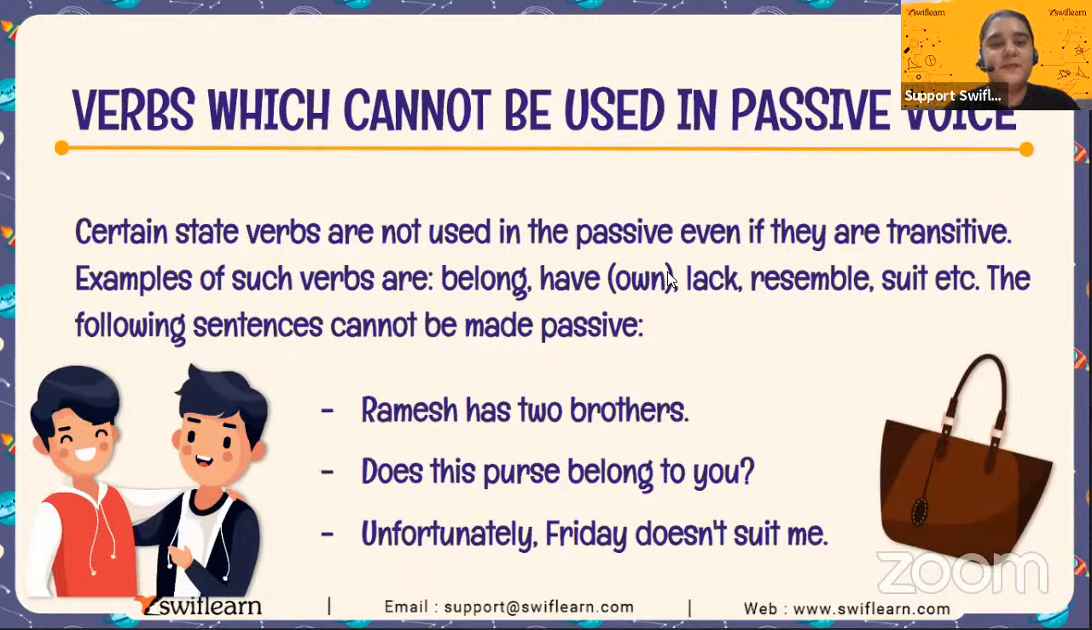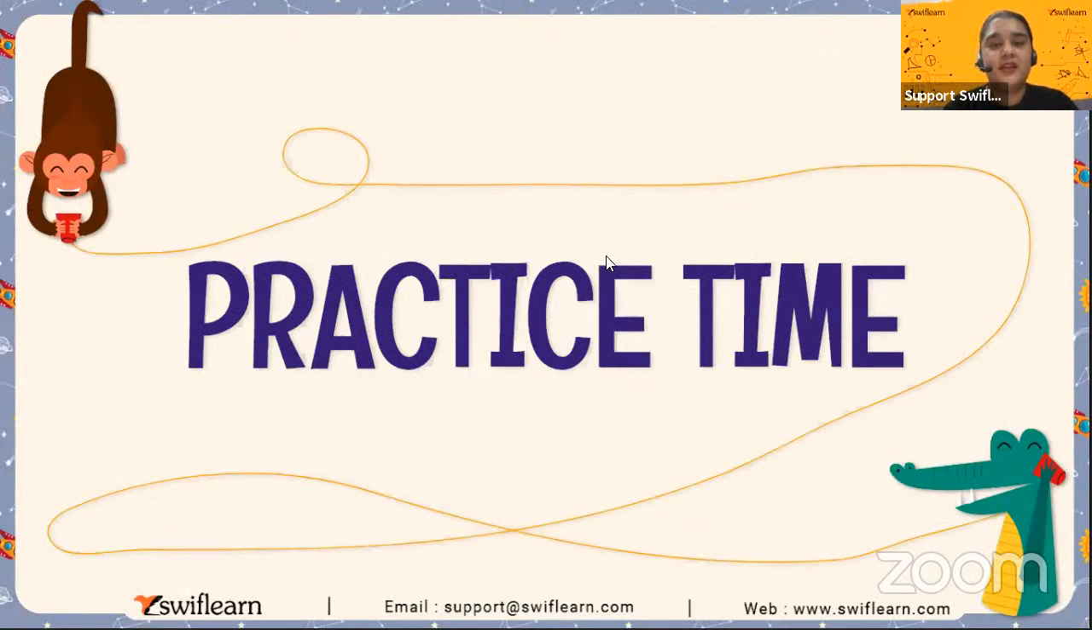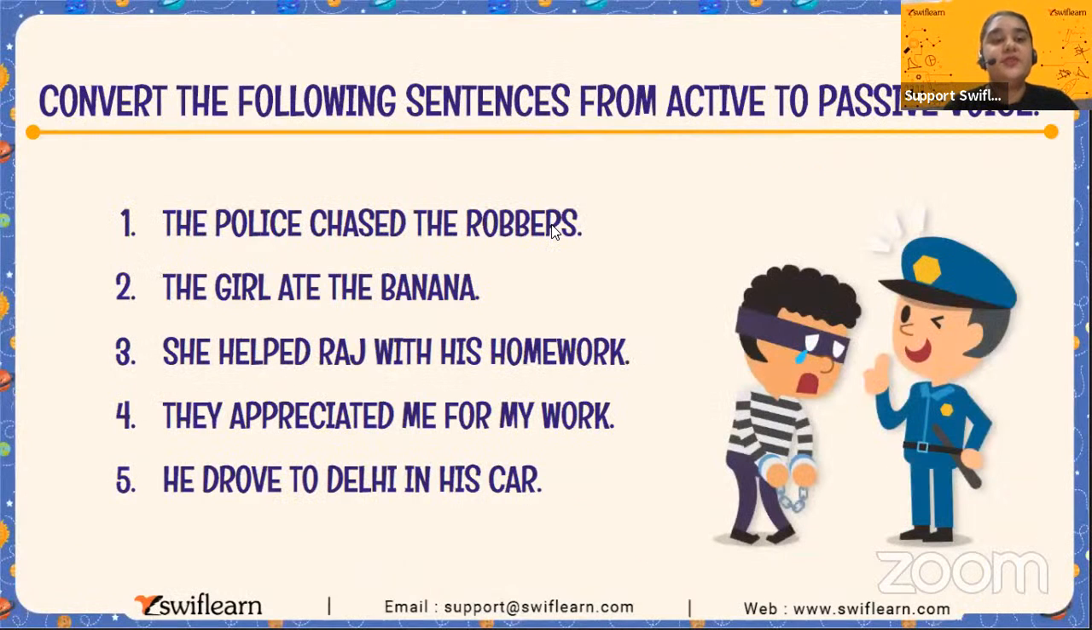Okay. Let's move to the next part. Here we are having practice time. You need to convert the following sentences from active to passive voice. I'm giving you 2 minutes, everyone. So you need to solve it, okay? This is for simple past tense only. Just convert it into passive voice. We have already discussed the rules. I'm giving you 2 minutes.